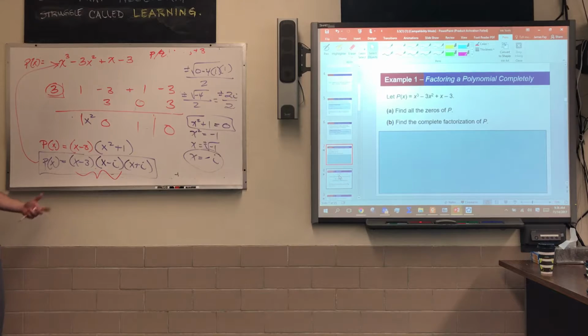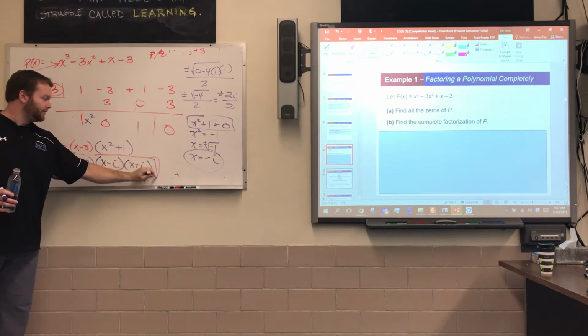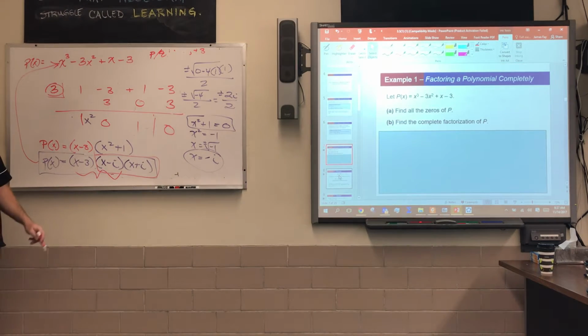I would then multiply that 4-term expression by x plus i. I'll eventually get some i squareds in there. Things will cancel out real nice. And I'll get back to this. But wouldn't it make a whole lot more sense to multiply those two things together first? Why?